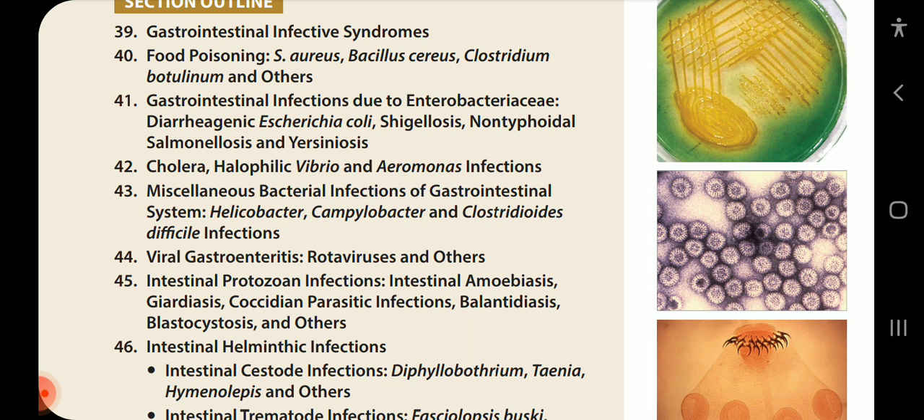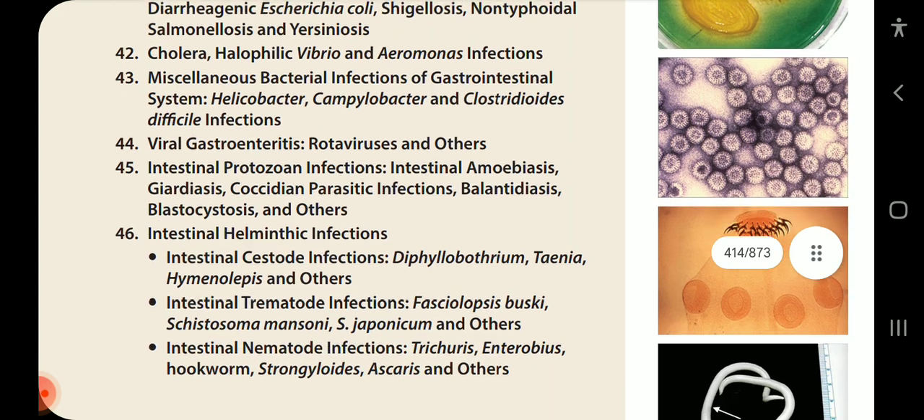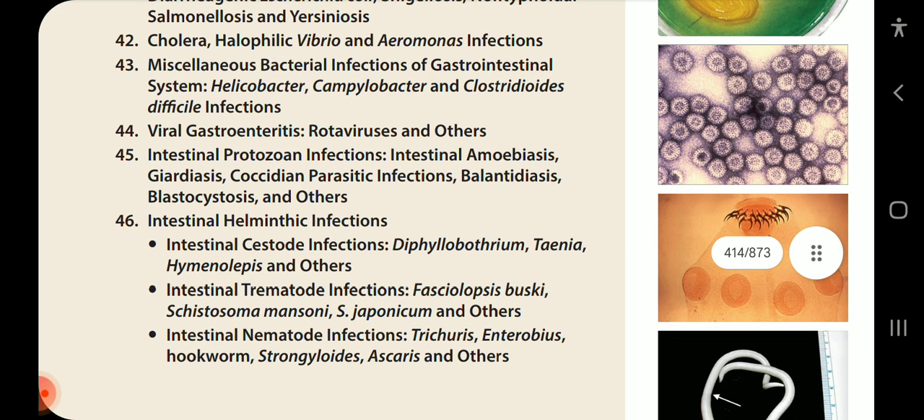Gastrointestinal infection due to Enterobacteriaceae, diarrheogenic E. coli, shigellosis, non-typhoidal salmonellosis, and yersiniosis will be in chapter 41. Chapter 42 will be about cholera, halophilic Vibrio, and Aeromonas infections. Chapter 43 will be about miscellaneous bacterial infections of the gastrointestinal system: Helicobacter, Campylobacter, and Clostridium difficile infections.